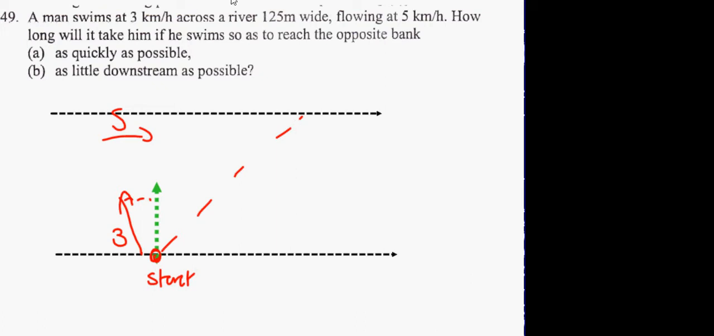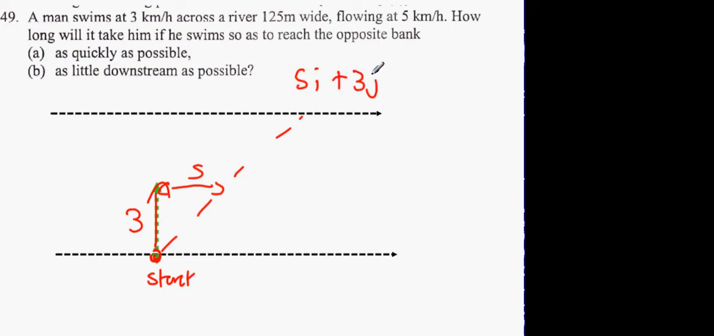Now, anytime you're asked to do it as quickly as possible, you're just going to say, okay, I'm going to aim my 3 kilometers an hour directly up, and your 5 kilometers an hour is going to drag you to the right. So your velocity, because of the way I set up the question, is going to be 5i plus 3j.